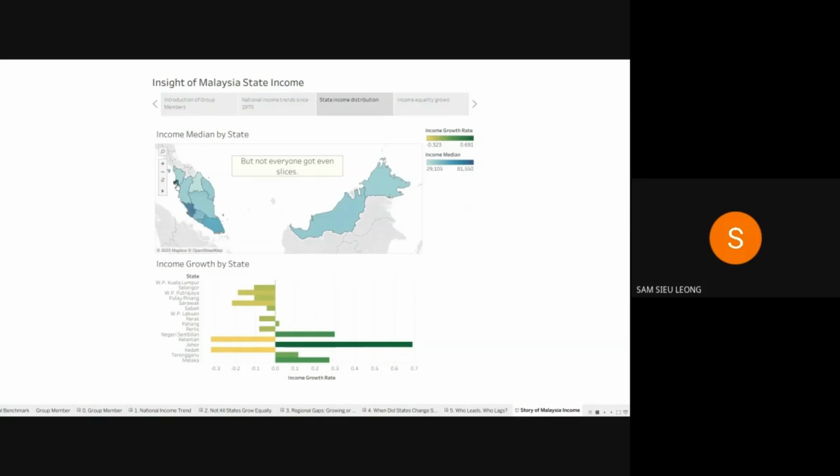However, when we look into the income growth by state, these same states, KL, Selangor, and Penang, are all experiencing negative income growth. This shows that their income level has recently decreased. Another thing is that Negeri Sembilan and Kelantan have the strongest positive income growth. In summary, the traditional economic centers remain the richest, but their growth is reversed. That's it from me.